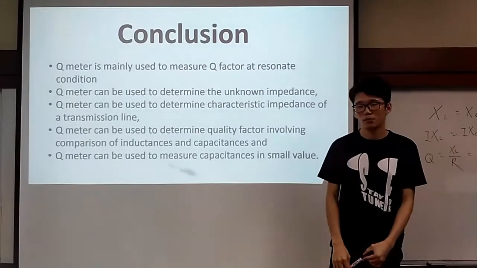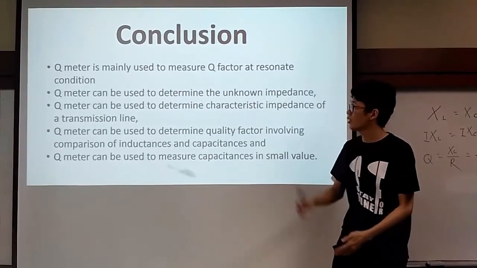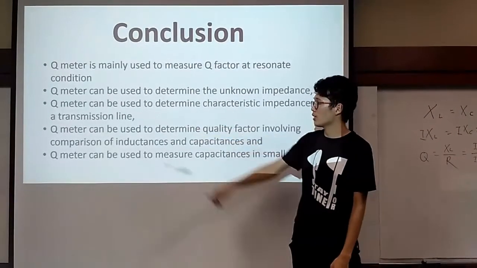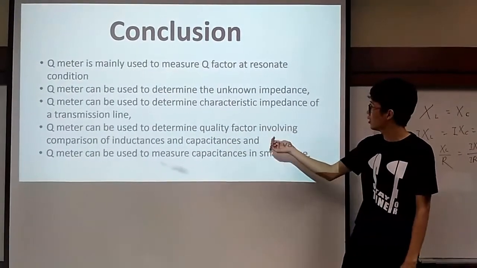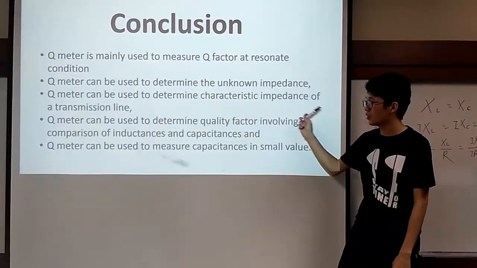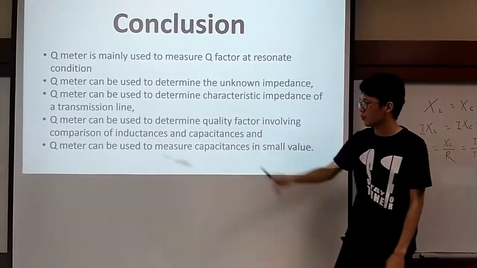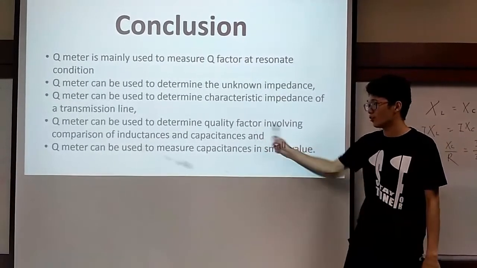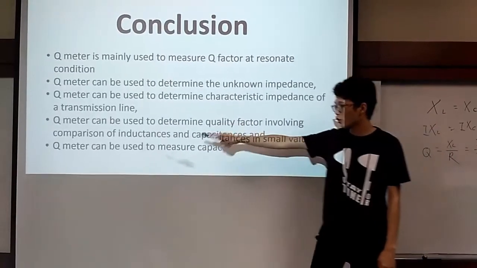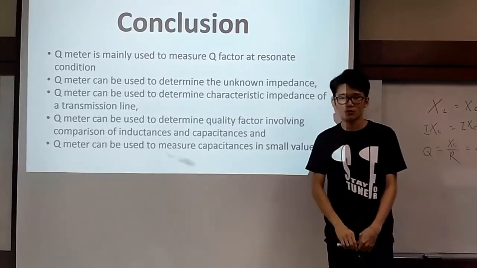Okay, so now I will make a conclusion. The Q meter is mainly used to measure the Q factor at resonance condition. Next, the Q meter can be used to determine unknown impedance. Besides that, the Q meter can also be used to determine the characteristic impedance of a transmission line. Moreover, it can be used to determine the quality factor involving comparison of inductance and capacitance. And lastly, the Q meter can be used to measure capacitance of small value. So that's all for our presentation.